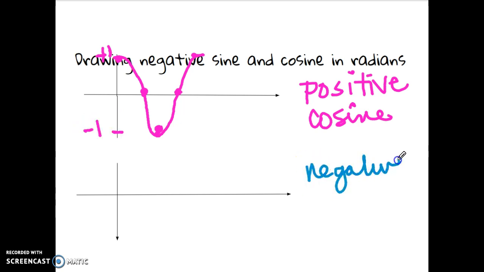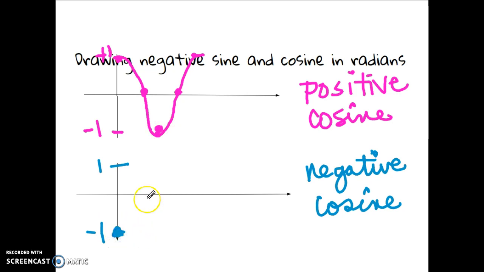So let's take each of those values that we got for cosine and multiply them by negative 1. Since positive cosine starts at positive 1, if we multiply it by negative 1, we get negative 1. So negative cosine doesn't start at 1. It starts at negative 1. And then it follows the pattern negative 1, then 0, then 1, then 0, and then negative 1. You get those values by multiplying each of the positive cosine values by negative 1.